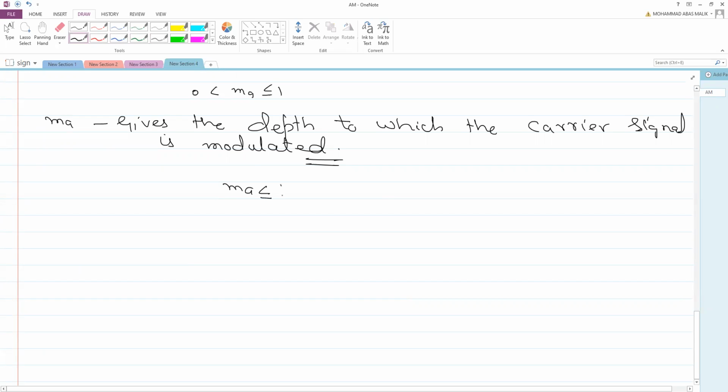So you have MA. For the purpose that the envelope should be preserved, meaning the message should be transmitted clearly, the modulation index MA should always be less than or equal to 1. That means it should always be less than or equal to 100%. That is because MA is equal to AM divided by AC. It should always be less than or equal to 1.